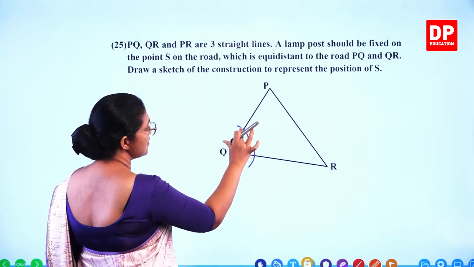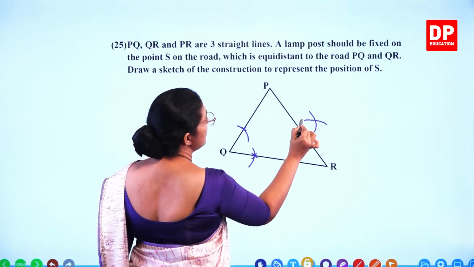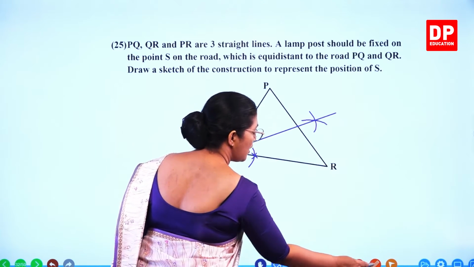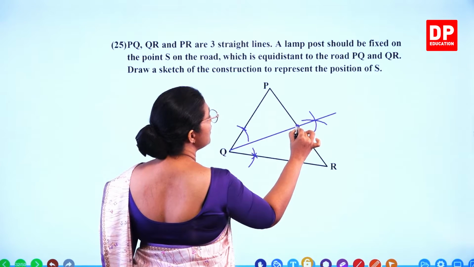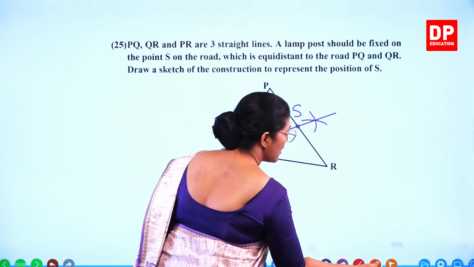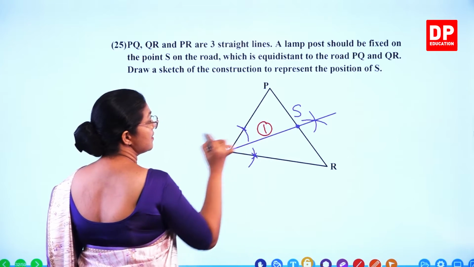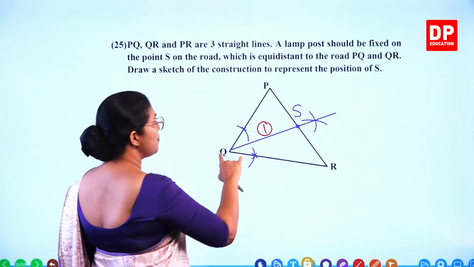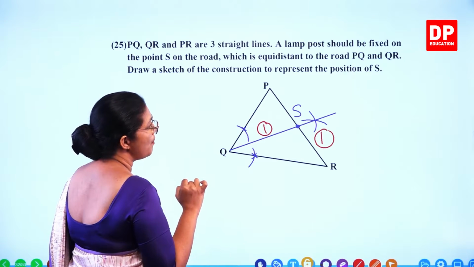You take a certain distance and then keep the compass here. You get the middle arc and then you connect this one. When you connect that, this is on the road, which means it should be on PR. So this should be the S position, the lamp post. You get 1 mark for drawing the sketch. You don't need to use the compass for that. Sketching the angle bisector, 1 mark, and showing the S point, you get 1 mark.